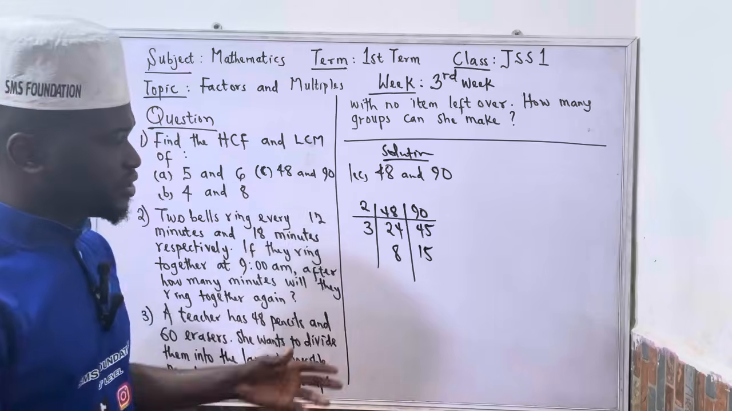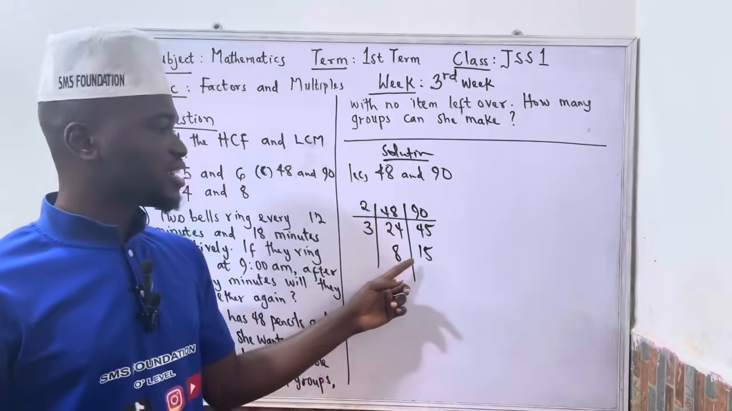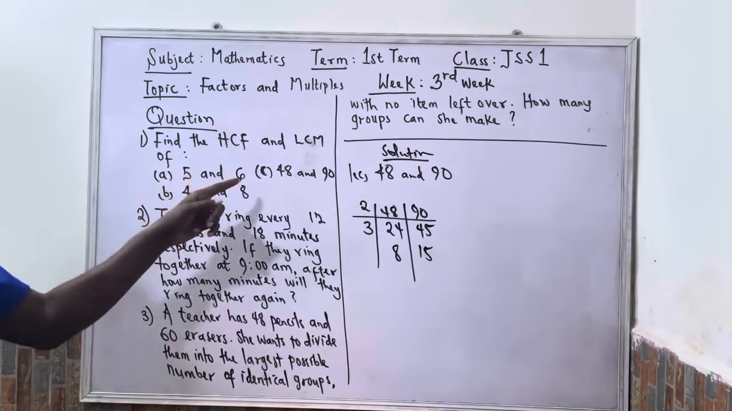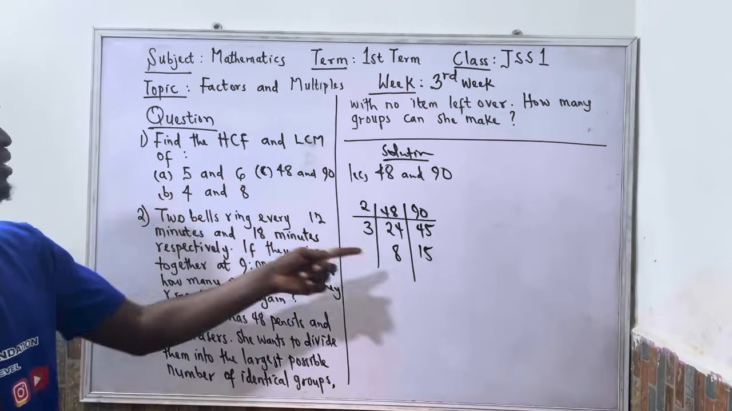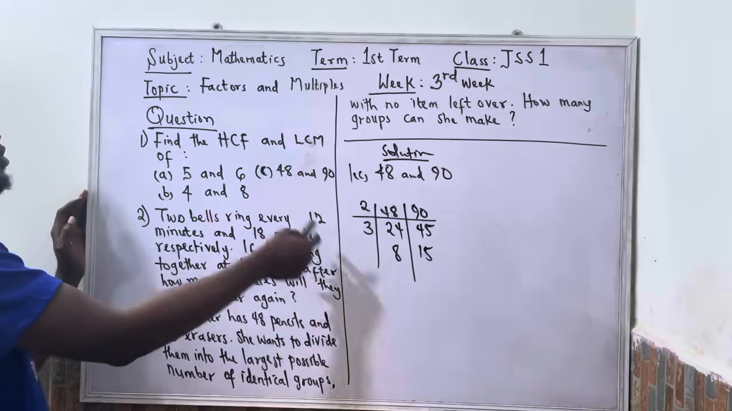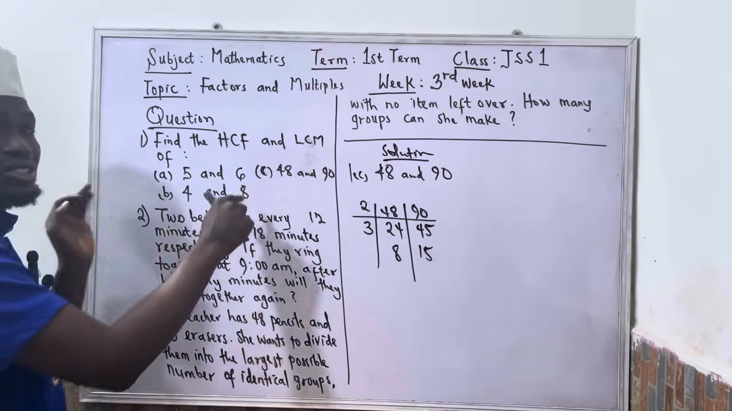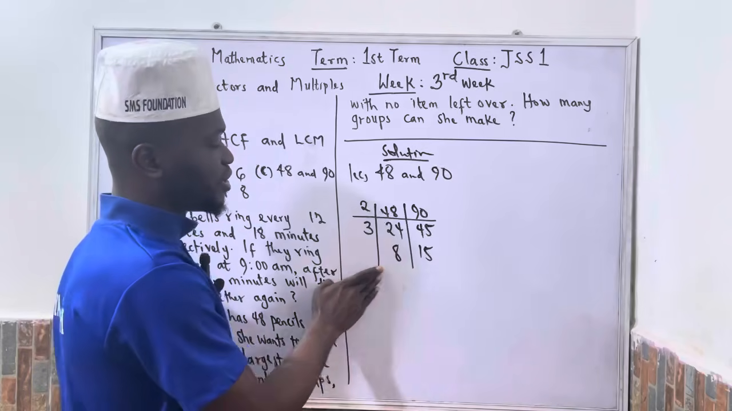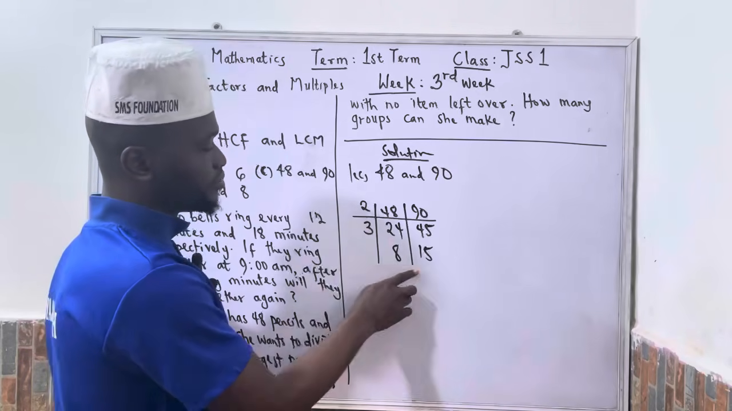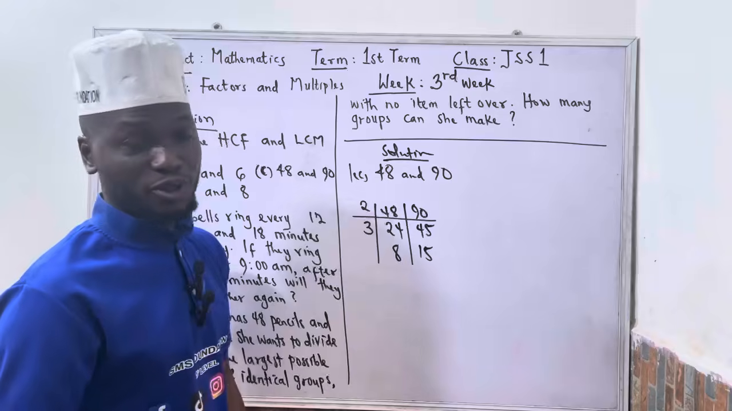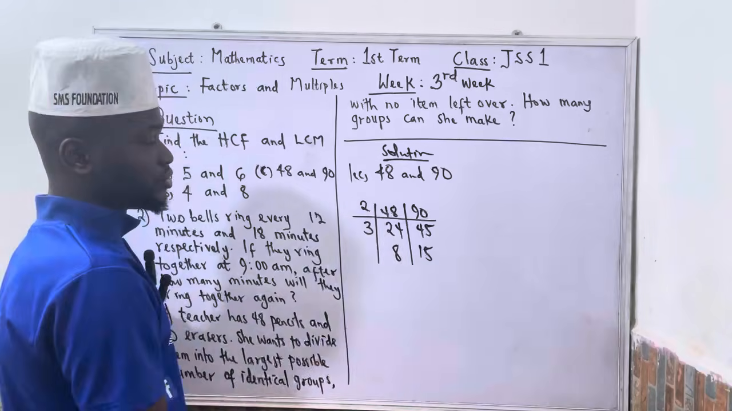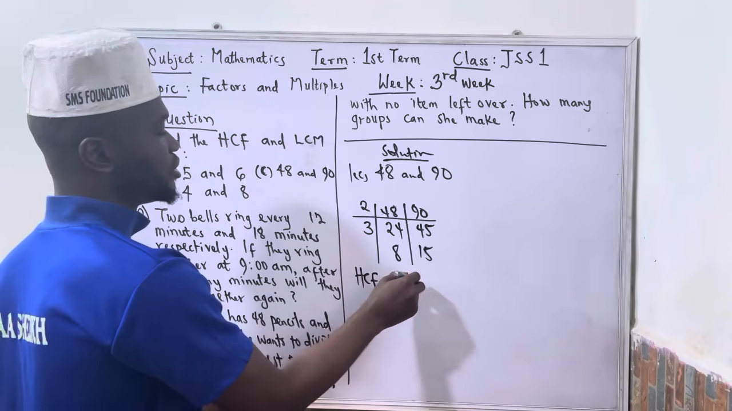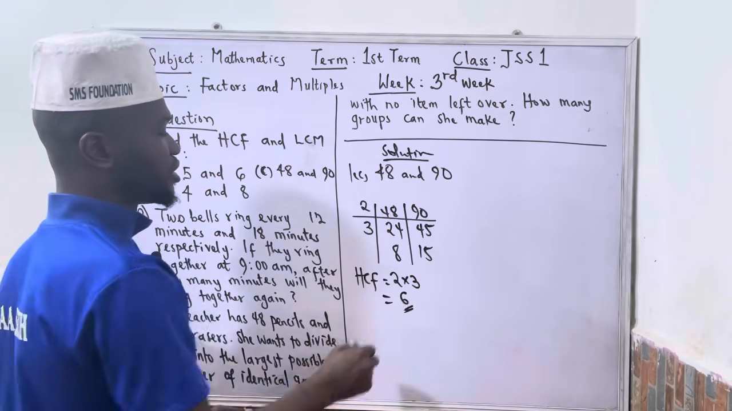Now at this point, you will observe that 8 and 15 are co-prime. Both 8 and 15 have taken us back to fact number 1. So at this point, this is where our HCF will end, because there is no other number apart from 1 that will work in this situation. So that means HCF in this case will be 2 times 3, and HCF will be 6.